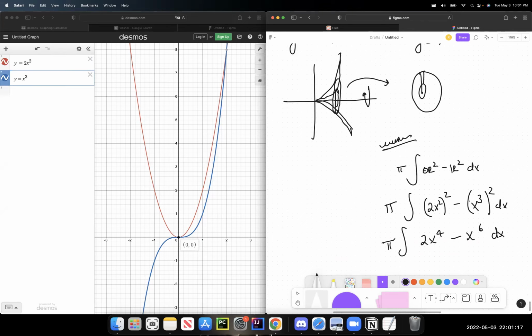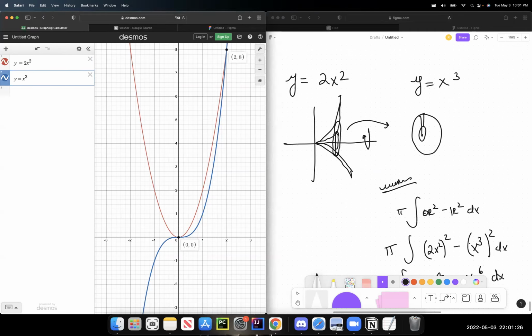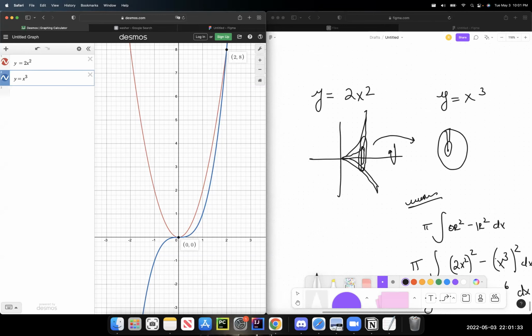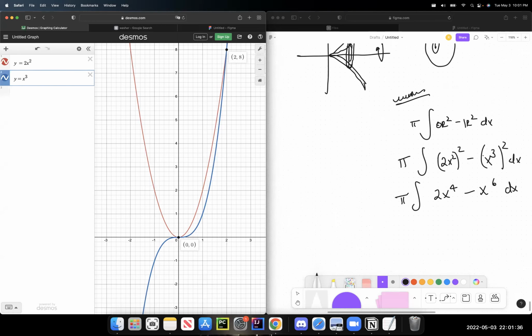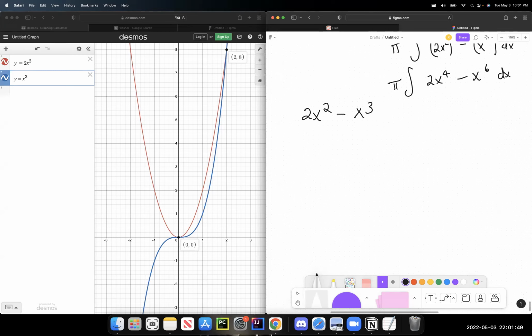And what are the bounds, right? So I said you can find the bounds where the curves intersect, right? So it's this bound up here at the top, 2, 8, or if we're talking about the x's, it's 2, and then down here as well. But how do we arrive at those bounds? I said you can set the functions equal to each other and then solve for x. So you can set 2x squared equal to x cubed, and then you can solve for x.